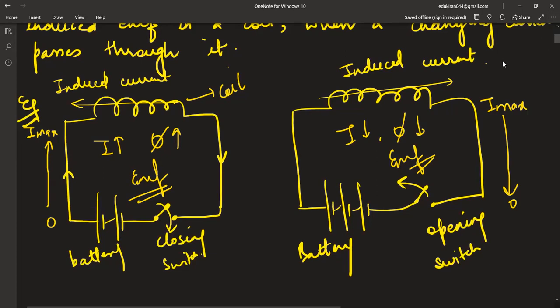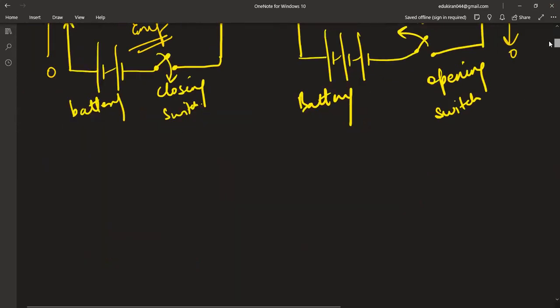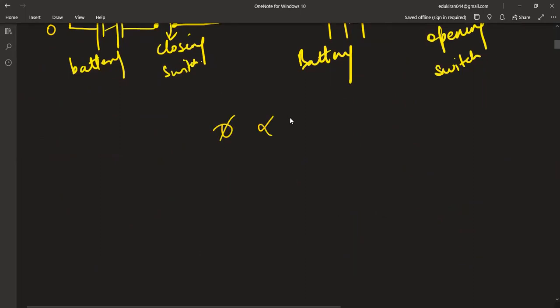On what factor will it depend? It depends directly on the current. If the current is very large, flux will also be very large. If it is less, it would also be less. Flux is directly proportional to current. This you have to remember. Magnetic flux is directly proportional to current.